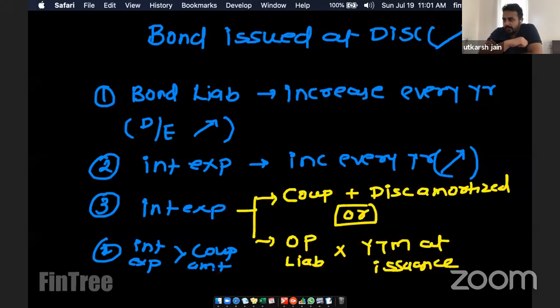For every question, do we need to remember this? No, Parth. You need to remember this for a discount bond. If it's a premium bond, we'll go there.